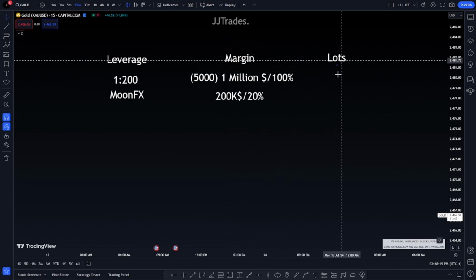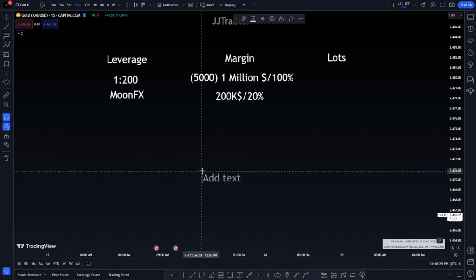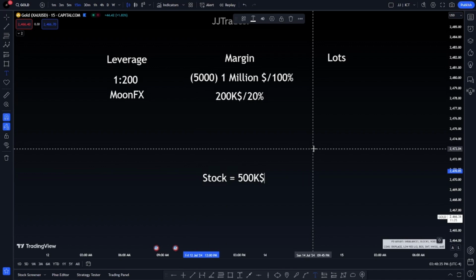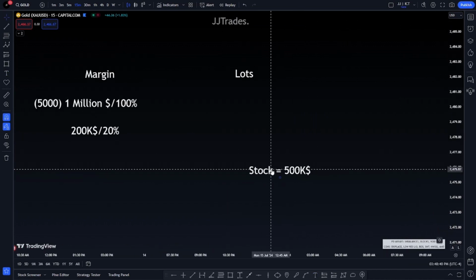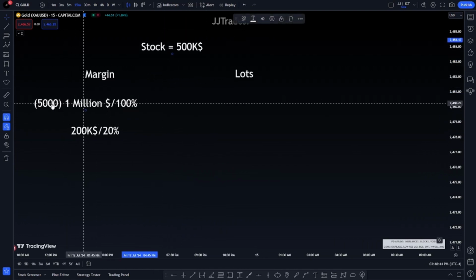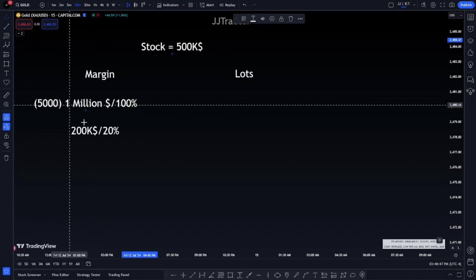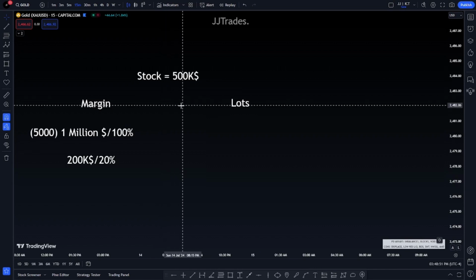So now let's go back to lots, just to apply this back to lots. Let's say a certain stock was $500,000, right? Let's say the stock equals 500K. Let's put this under lots. And remember, keep in mind that we have $1 million worth of buying power, correct? So the stock is 500K, and we have $1 million.